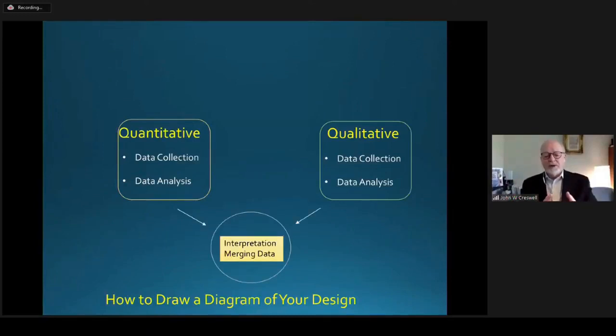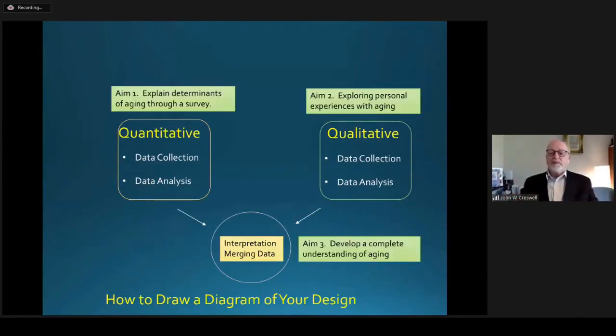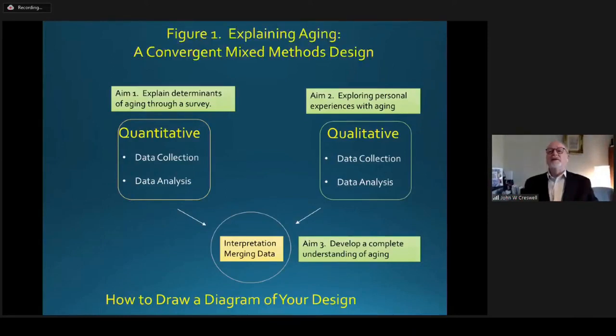We're going to bring these two databases together. This is for a convergent design diagram. So we need some arrows where we're merging the two databases. Now, I mentioned earlier we have quantitative, qualitative, and mixed methods questions. So what we can do is put the aims right above the boxes where they belong: a qualitative aim, a quantitative aim, a mixed methods aim. We can give this a title, the topic plus the type of design, convergent mixed methods design.